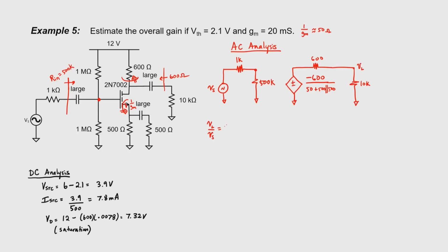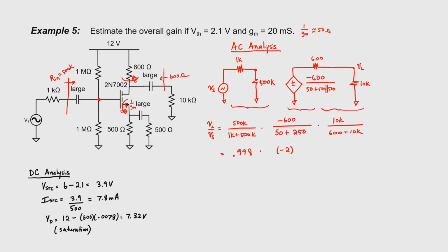Our overall gain is given by three different expressions. First, we have our input voltage divider, then we have our gain segment, and then we have our output voltage divider. Again, we notice that our input voltage divider is so close to 1 that we can almost always neglect it. Our gain segment here gives us a gain of -2. And then finally, our output voltage divider, in this case, is 0.94. Overall, the gain is -1.88.